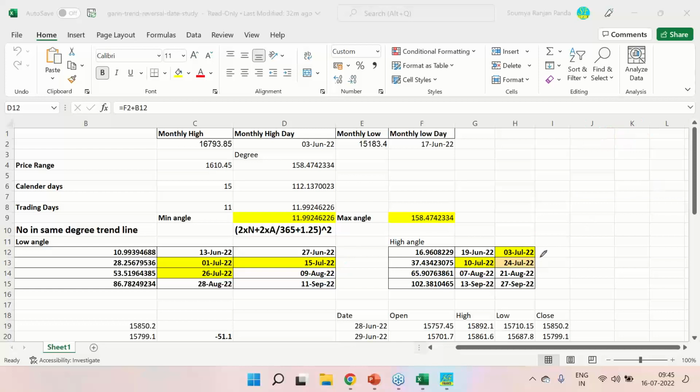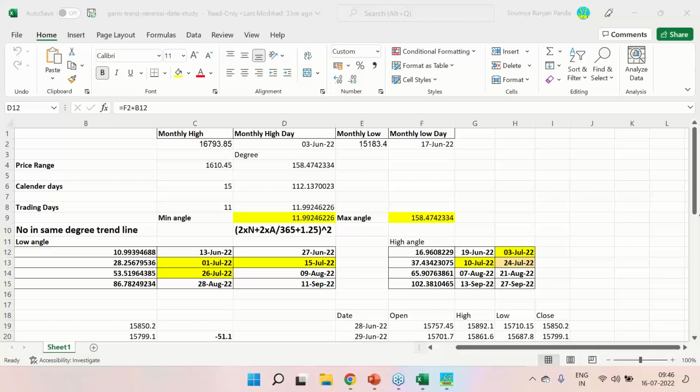And some days will also be holidays. So these days that we have calculated have not considered that some days may fall on a Saturday or Sunday. Some days trading will not be there. Very carefully listen to this: if the calculated day is a holiday, then on the next trading day or the previous trading day, the trend reversal will happen. So this is what we got.